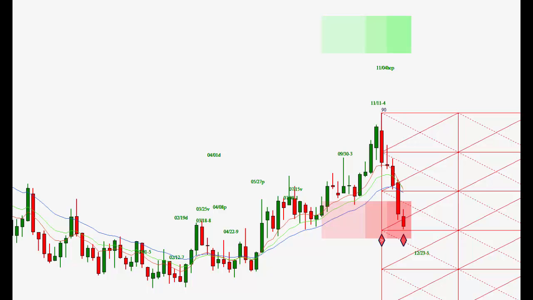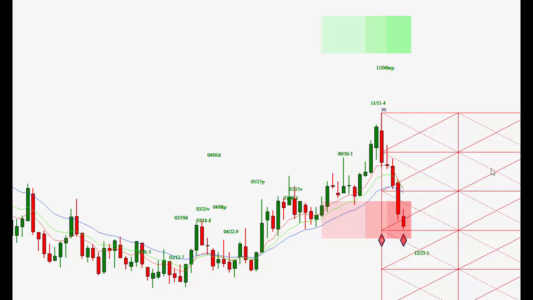Today is December 7th, 2016. It's currently 9:35 p.m. Chicago time. You're currently looking at a weekly chart of the coffee futures market. What I wanted to do here is just show you a really quick forecast for coffee.